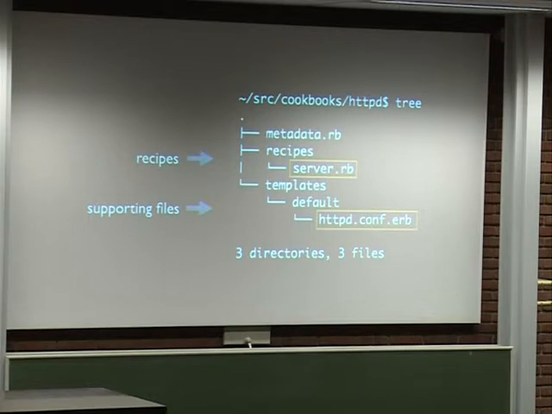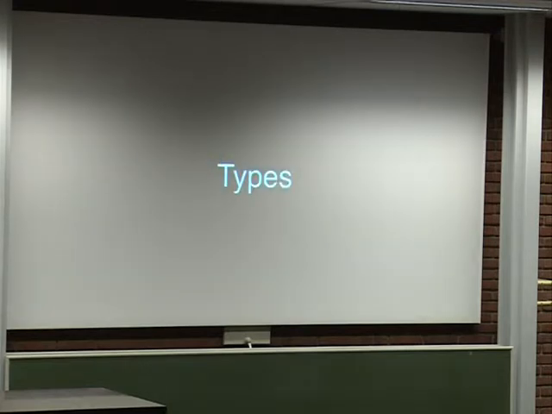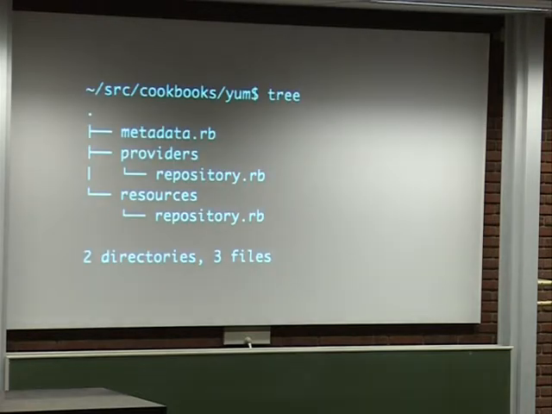Okay. Recipes and supporting files. Types. Types are super, super, super easy to make in Chef. So I'm going to make a Yum cookbook that has no recipes in it. It's only going to ship a custom type. Okay. So here we are. So we have the interface defined in the resources directory, and then we have the actual implementation defined in the providers directory. Right? So if you remember back in the bash script, I said interface and implementation.